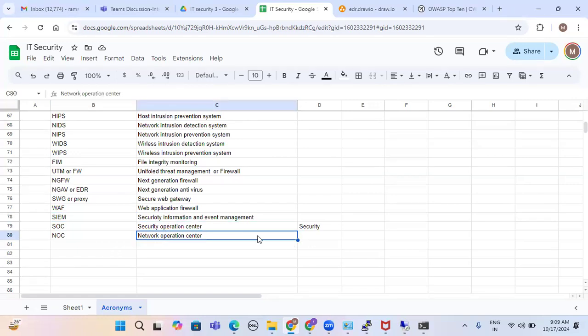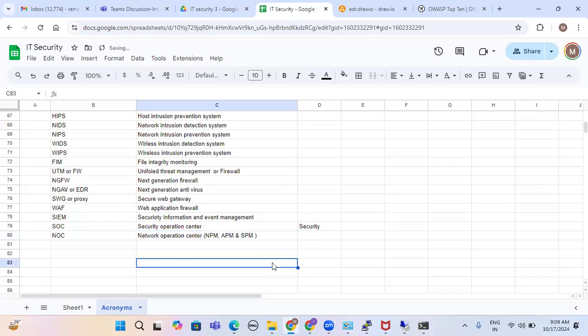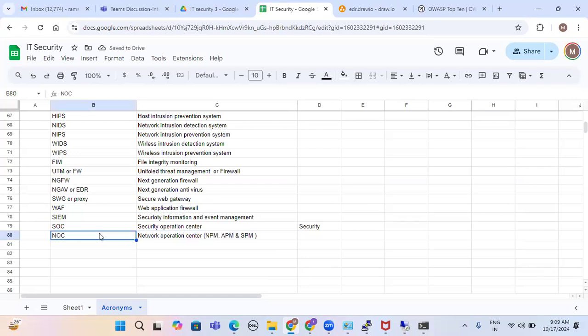So what is NOC functionality? Basically, they will take care of NPM, network performance monitoring, APM, application performance monitoring, and SPM, server performance monitoring. They also have a couple of tools available. Those three things can be monitored by the NOC team, but our part is taken care of by security operations. So that is the difference between SOC versus NOC.